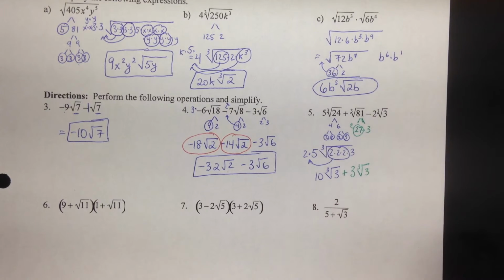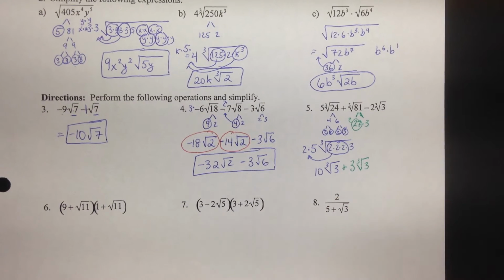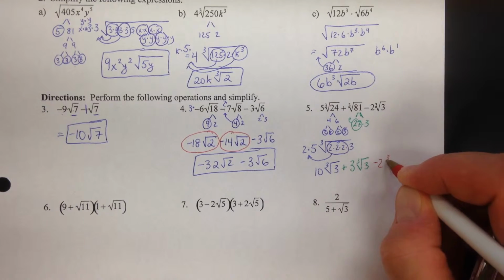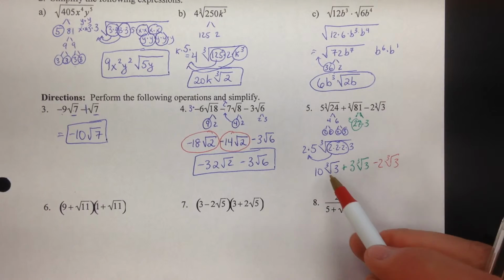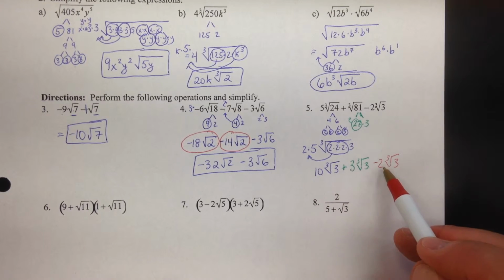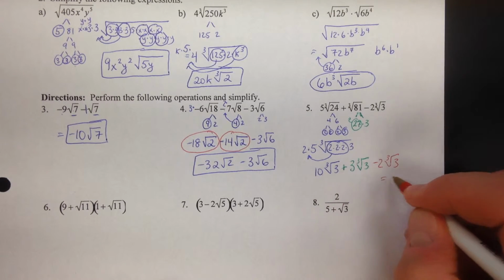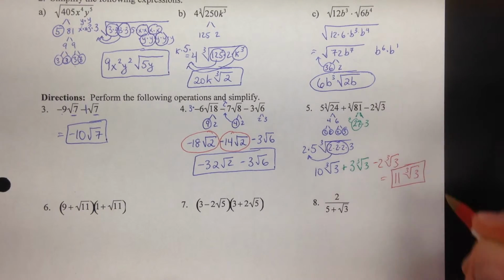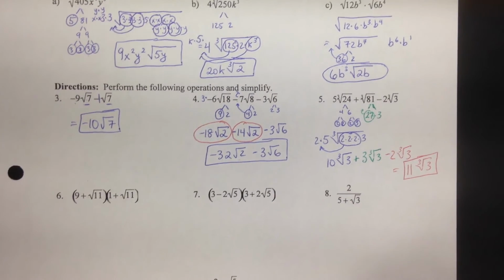That's a plus symbol between them because it's positive. Now the last one, minus 2 cube root of 3. That's already simplified, so I just copy that. So we got 10 plus 3 minus 2. So we get 11 cube root 3. And that's your solution.